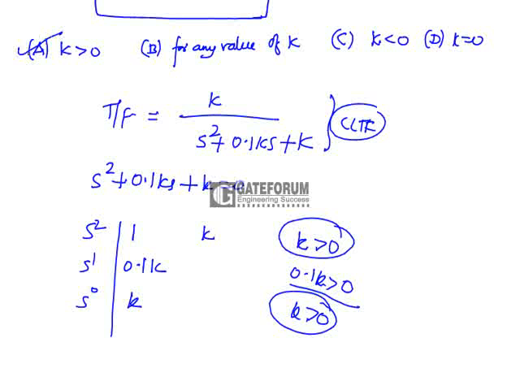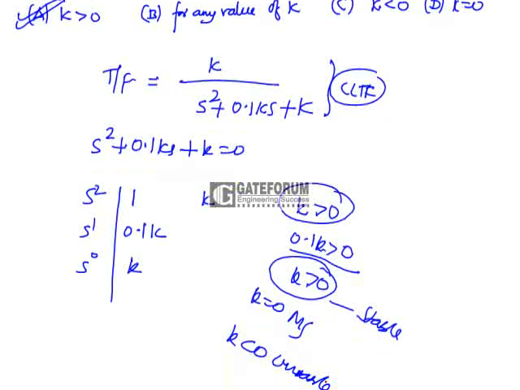When the gain value is greater than 0, the system is stable. When the gain value is equal to 0, then the system is marginally stable. When the gain value is less than 0, then the system is unstable. These are the three conditions which are possible for the gain value of k. So the answer is option A, since we have to find out the condition for stability.